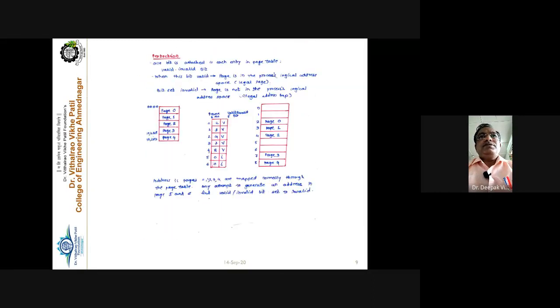The next point is the protection bit. If the page belongs to the logical address space, it is called a valid page. If it is not in the logical address space, it is called an invalid page.